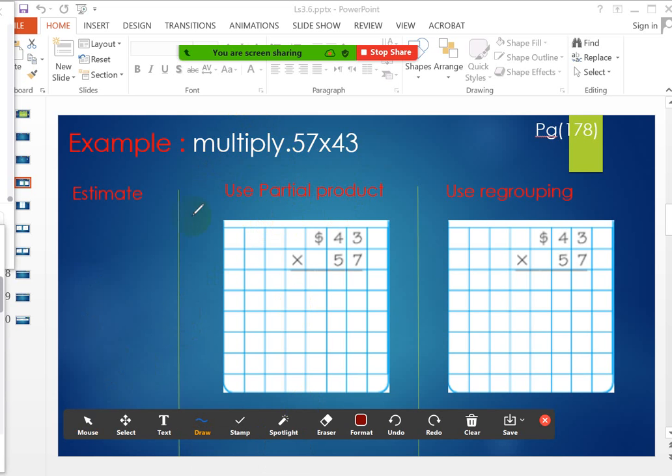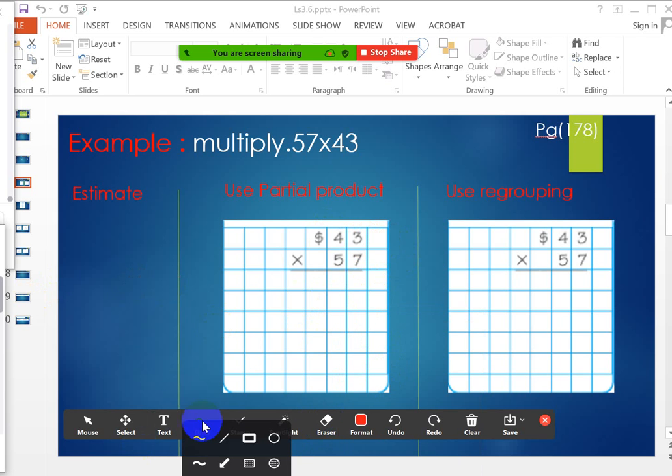Now I want to multiply 57 with 43 in 3 ways. First thing, I will estimate. Second, I will use partial product. Then I will use regrouping. If you have a question only, girls, you can raise your hand. And if you don't have a question, no sharing in this session.